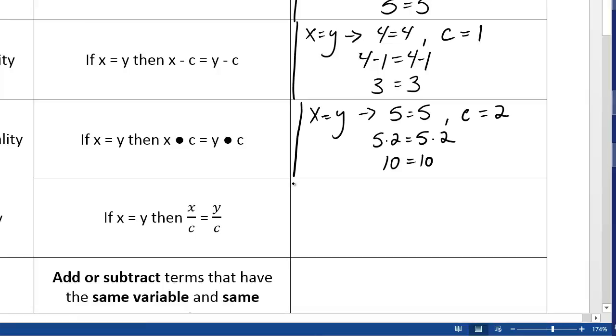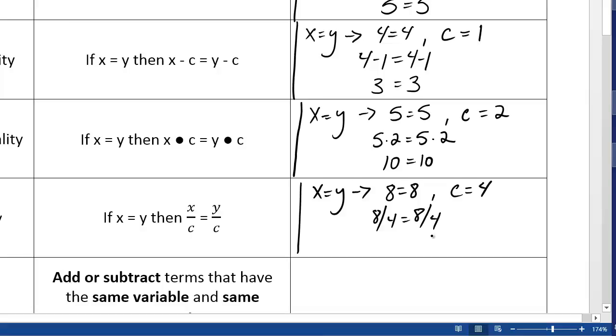Now the division property of equality. Same thing as before, but we divide this time. So if x equals y, then x divided by c equals y divided by c. So x equals y, and let's say that x and y both equal 8. So we'll have 8 equals 8. And our dividing term c is going to be equal to 4. So let's divide both sides by c, which is 4. So we'll have 8 divided by 4 equals 8 divided by 4. And so 8 divided by 4 is 2. So 2 equals 2. Done.